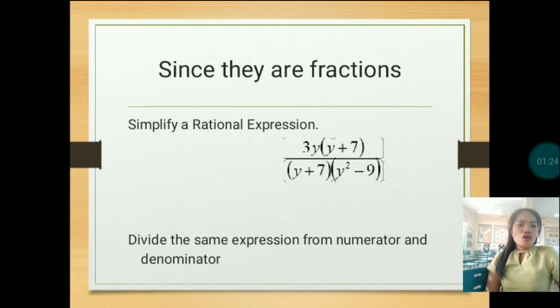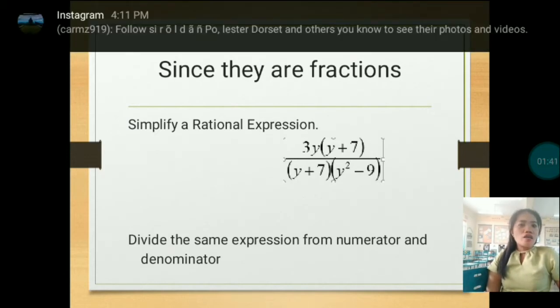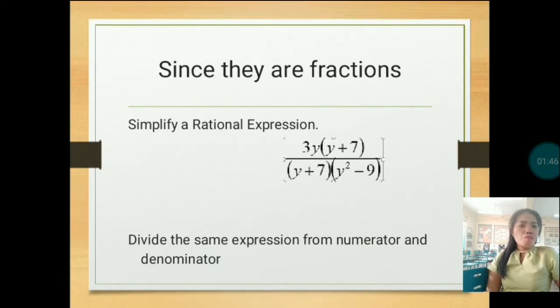Then, since they are fractions, let's take a look at how to simplify a rational expression. To start with, let's try this example first. If we are asked to simplify a rational expression given 3y times the quantity y plus 7 over y plus 7 times y squared minus 9, all we have to do is divide the same expression from numerator and denominator, since it is a rational expression and we are only asked to simplify.